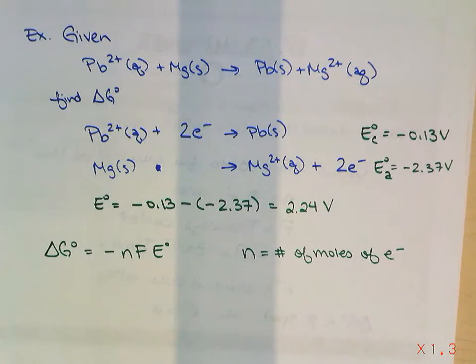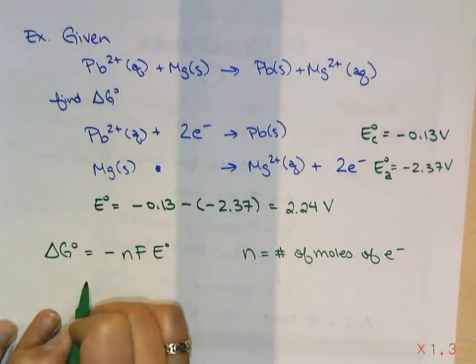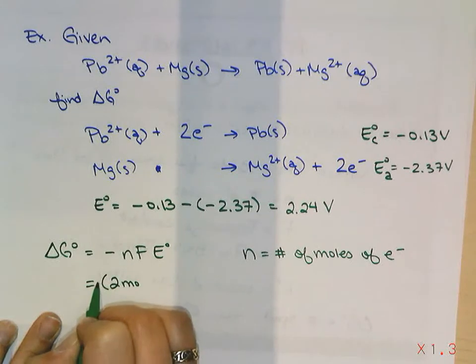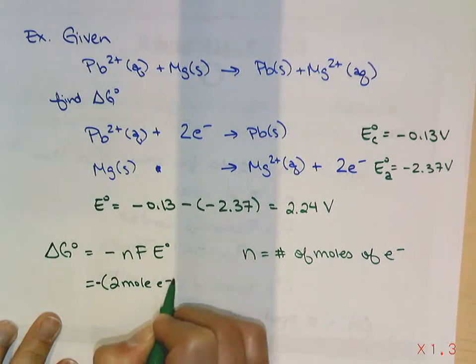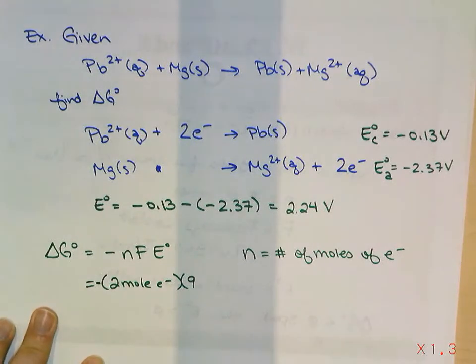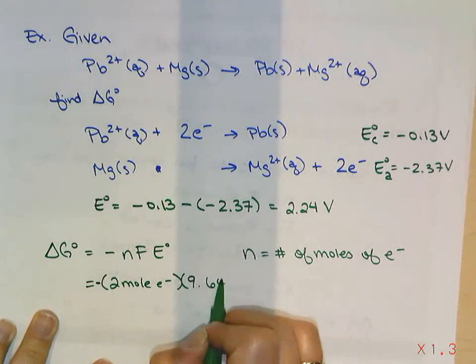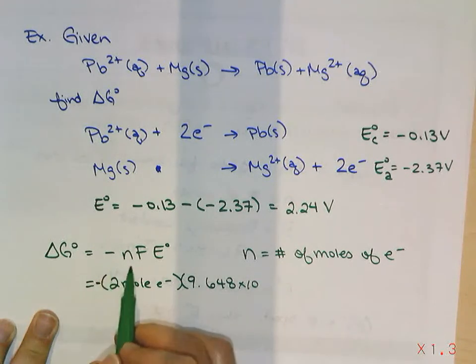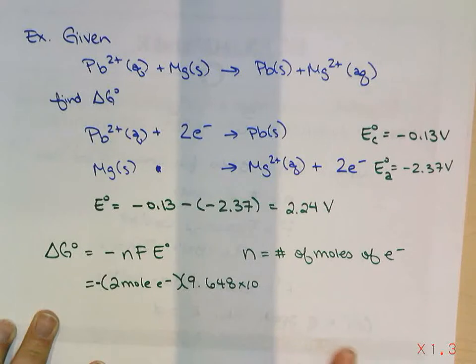Okay, so now we're ready. We got negative 2 moles of electrons times our Faraday's constant, 9.648. The equation's negative n, so it's negative 2 moles. And so why 2 moles? You just need 1.